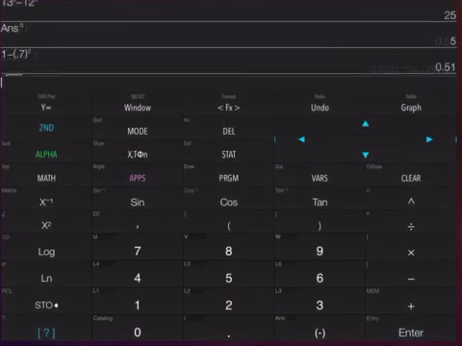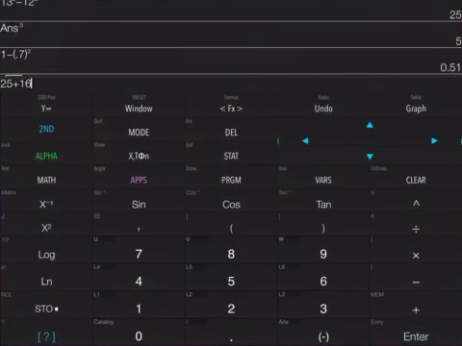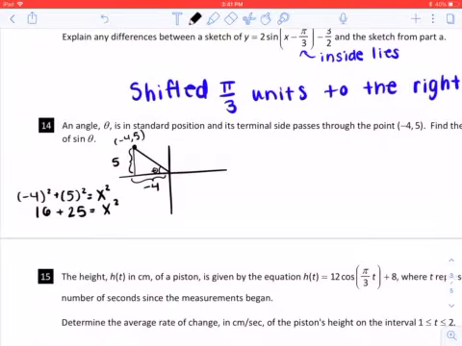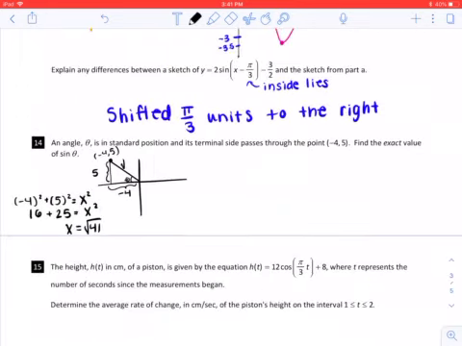You can go to your calculator. 25 plus 16 is 41, and 41 is not a perfect square, so square rooting that is not going to be pretty, so we're just going to leave it. So x equals the square root of 41. I can throw that on my triangle and then figure out what this is asking.